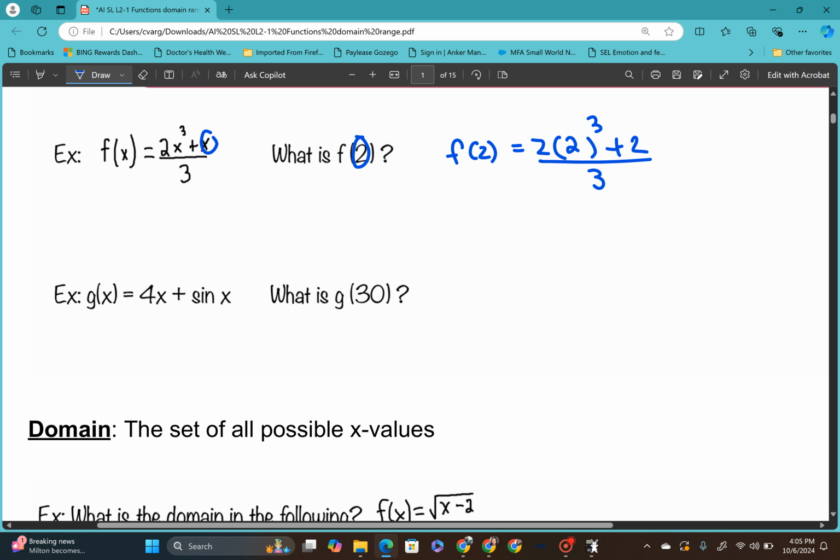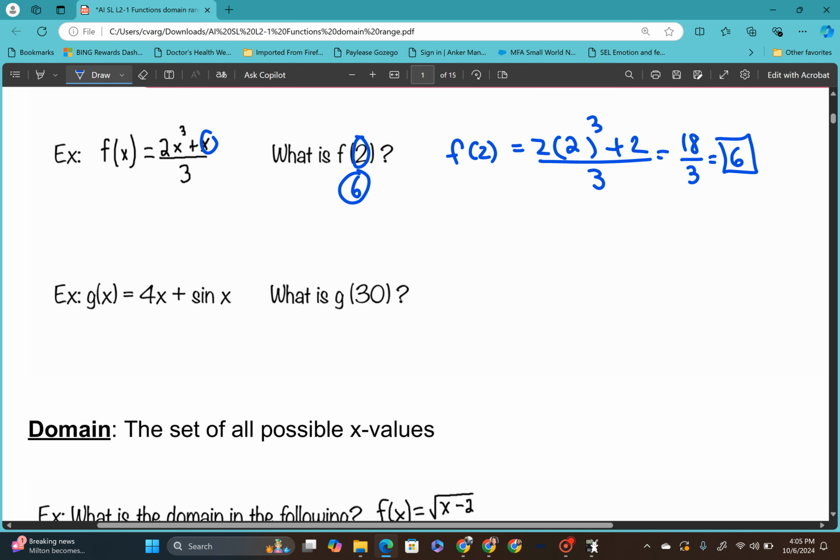And this is something that I can very well put into a calculator if I'm doing this by hand to practice for the SAT. 2 to the third power is 2 times 2 times 2, which is 8 times 2 is 16, plus 2 is equal to 18. So I have 18 divided by 3, and 18 divided by 3 is 6. So my output, or my f of 2, is equal to 6. That is my answer.